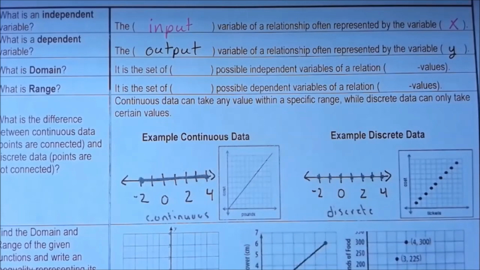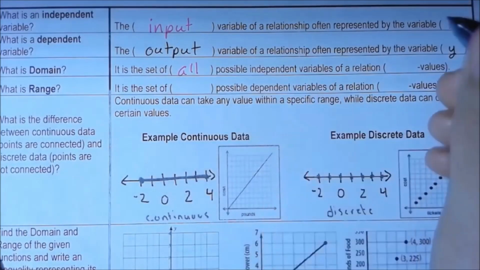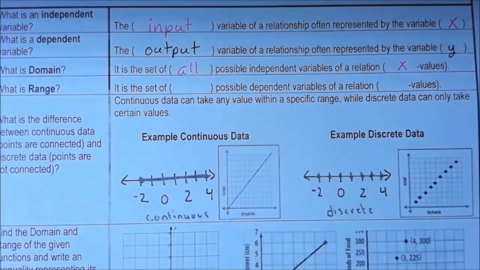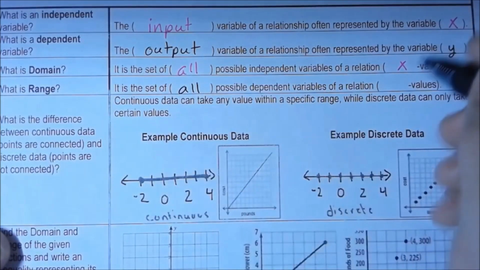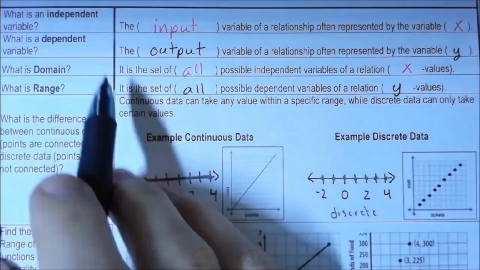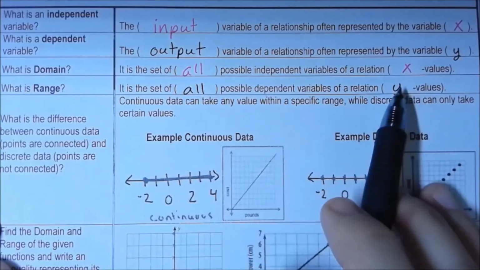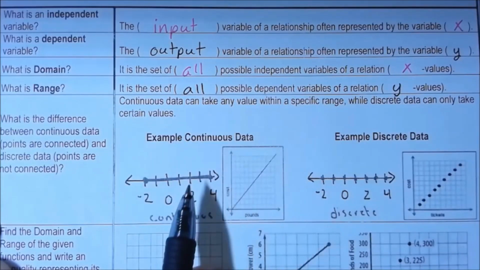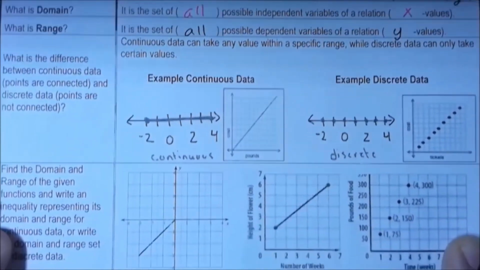Now, domain is the set of all possible independent variables of a relation. In other words, it's all our x values. Range is the set of all possible dependent variables of a relationship, or all our y values. Those are four things that we do have to remember as we're going through domain and range. Keep in mind that I'm using pink for the x and black for the y, so that as I'm creating my domain and range for my graphs, you can see which one is which.